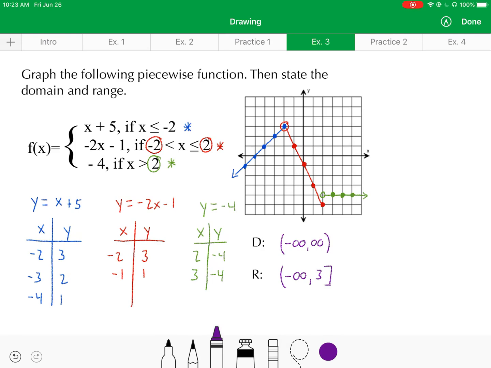All right, so now it's your turn to practice graphing a piecewise function with three pieces. Click on practice 2, pause the video, and work through it yourself. If you need to, come back and watch this example again for a little bit more guidance.